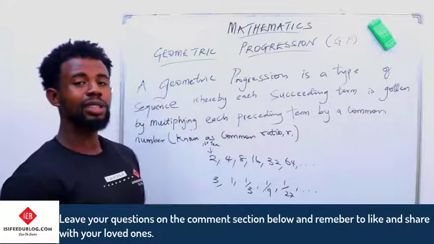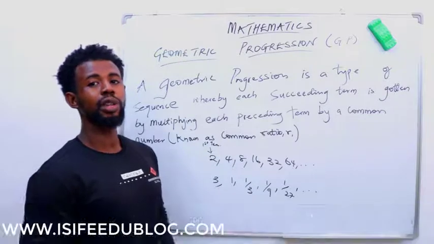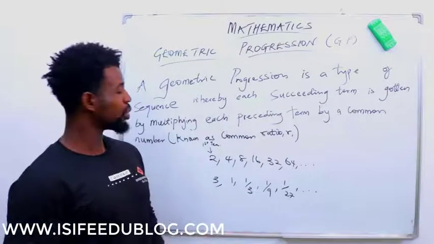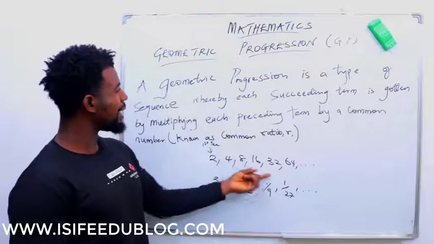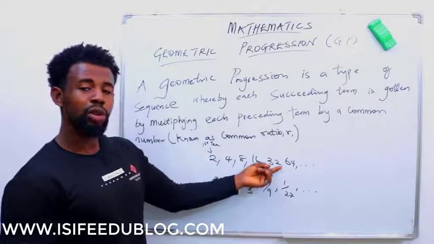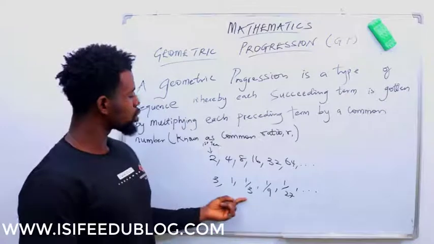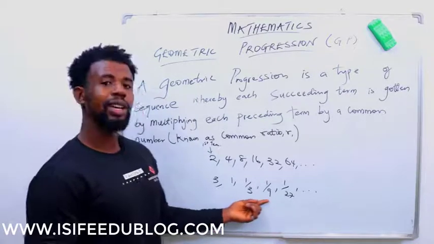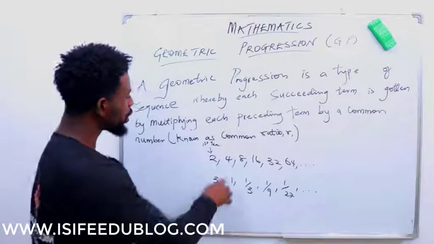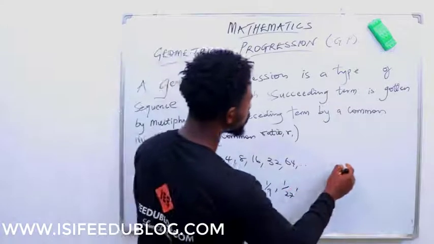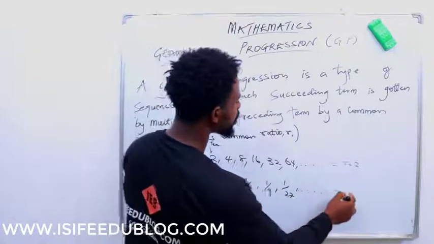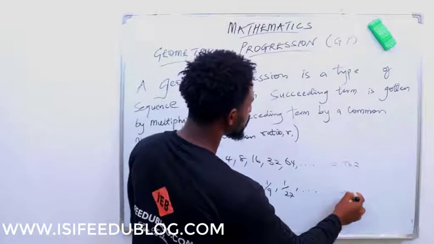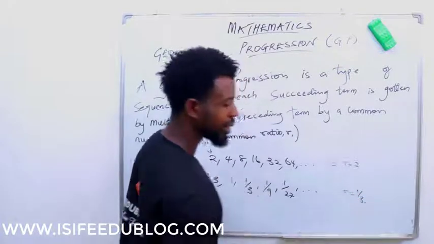This particular number that is used in every geometric progression is known as the common ratio. So that number that was used to multiply every preceding number here is known as its common ratio. Likewise, the number that was used to multiply every preceding number here is known as its common ratio. So for this, we have our common ratio to be 2. And for this, we have our common ratio R to be equal to 1 over 3.